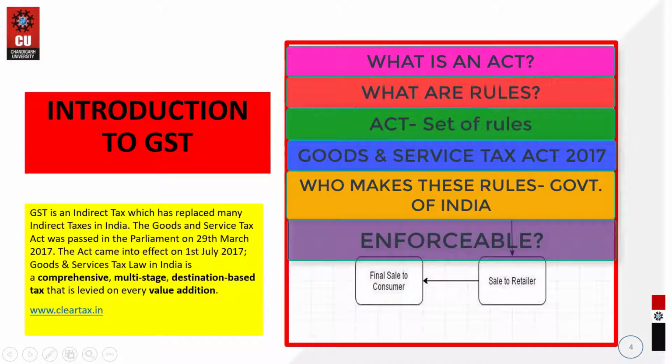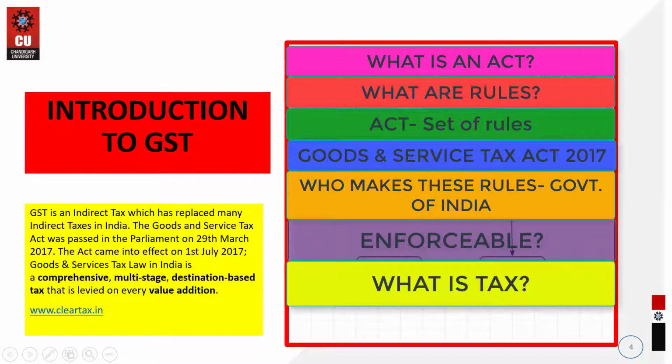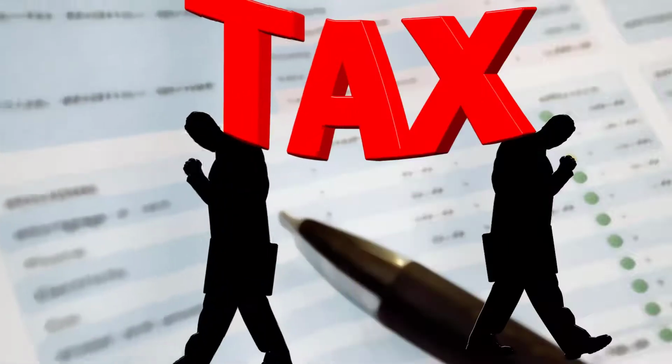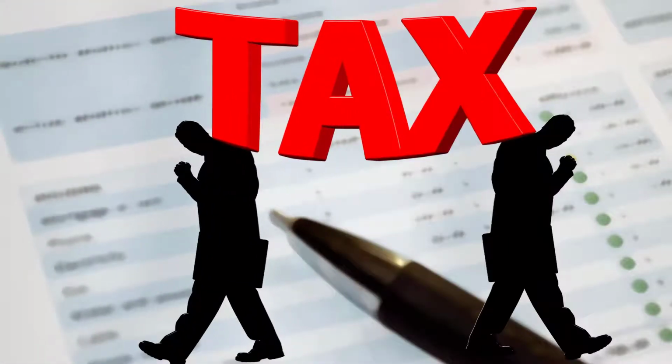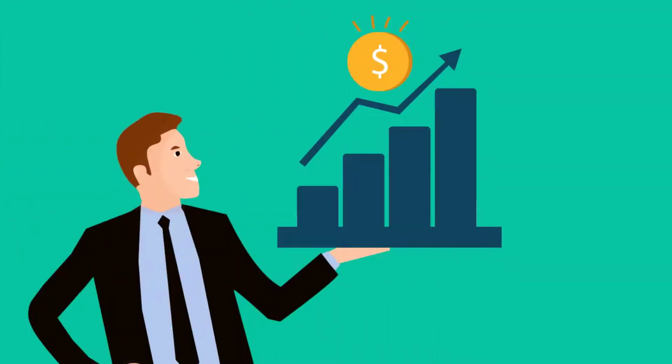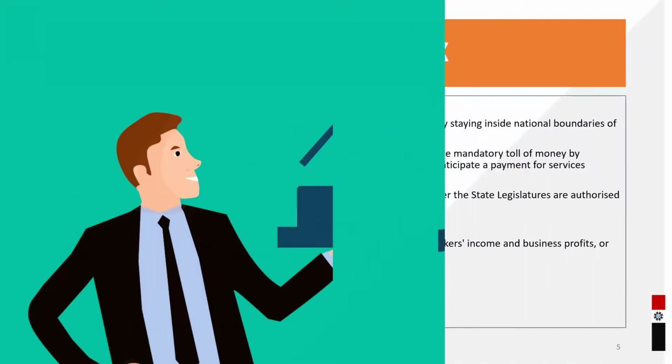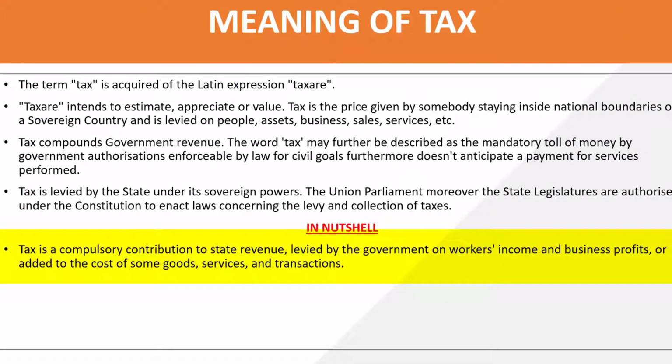Before I open this book for you and answer all your questions, let us first study some basic terms which you need to be aware of for a better understanding of this law. To start with, let us see in detail what is tax. Tax is the amount which is paid by people compulsorily to the government, and the same amount acts as a source of income for the government. As you can see, it is written here: tax is a compulsory contribution to state revenue levied by the government on workers' income and business profits, or added to the cost of some good, service and transaction.